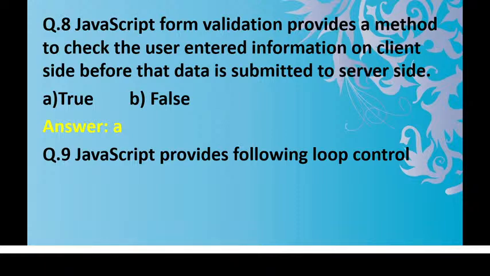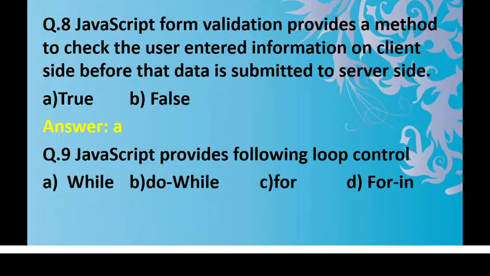JavaScript provides following loop control. A. While, B. Do while, C. For, and D. For in. What will be the answer? Answer is all of the above. A, B, C, D. While, do while, for, and for in.